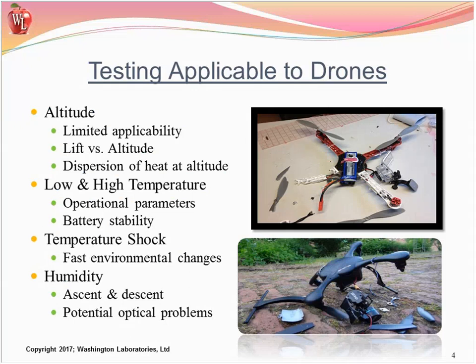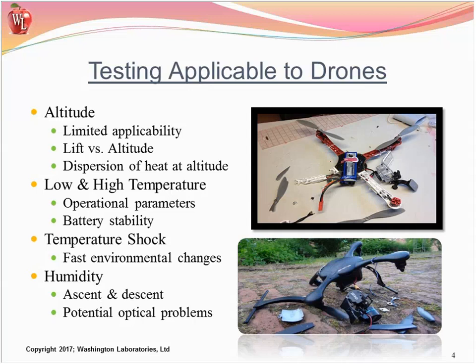There are a couple interesting bits you can look at in that way. Lift versus altitude: as you go up, your air density decreases. That also has some effect on temperature and humidity, but not so much here. Dispersion of heat at altitude, which is typically what kills things at altitude, is because your atmospheric density goes down. You lose the ability to convectively cool. Everything is conductive. In small things like stepper motors, this can be very bad. That's really the limit of altitude for drones. They just simply don't get high enough for it to be a problem.